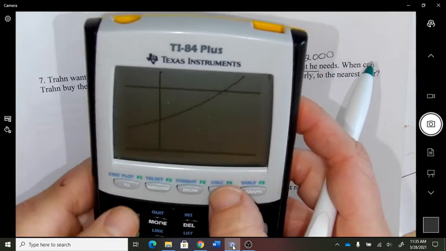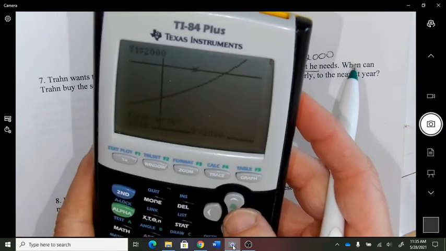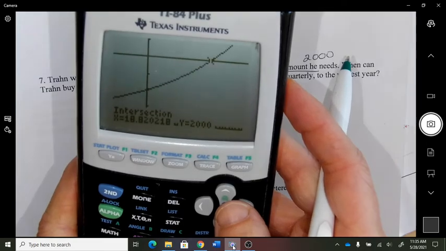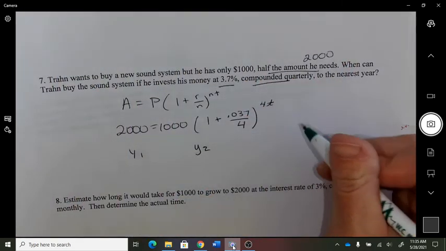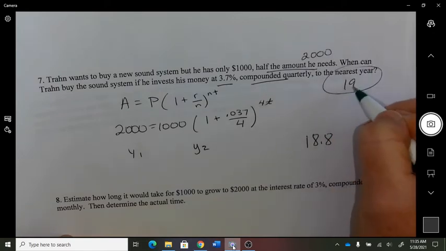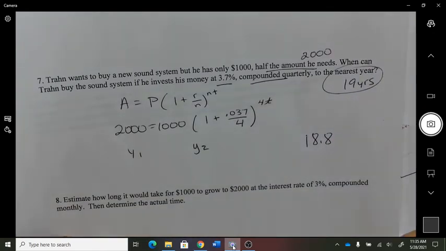So when is that intersection happening? Enter, enter, enter. At 18.8 years. To the nearest year, we can answer 19 years.